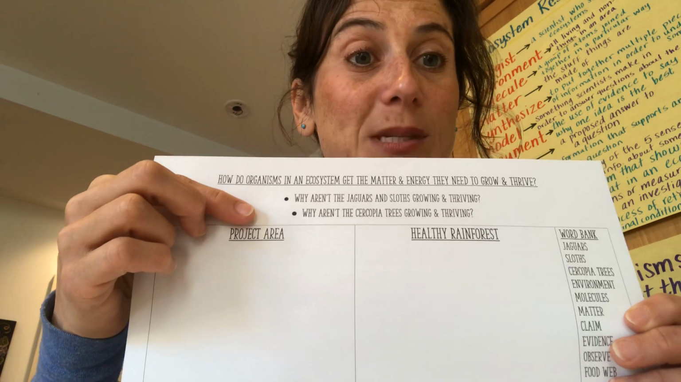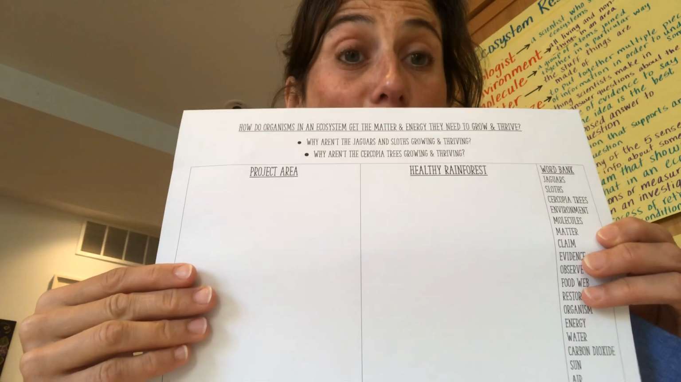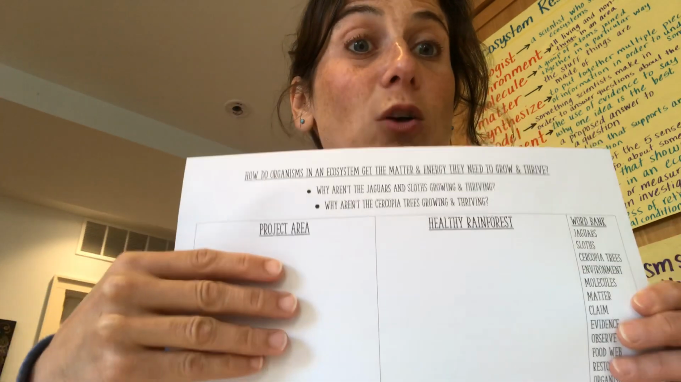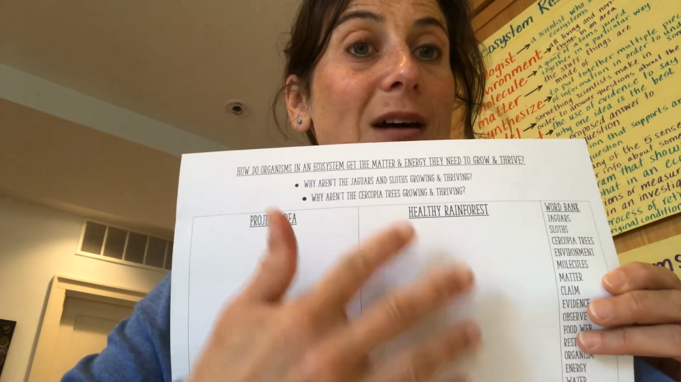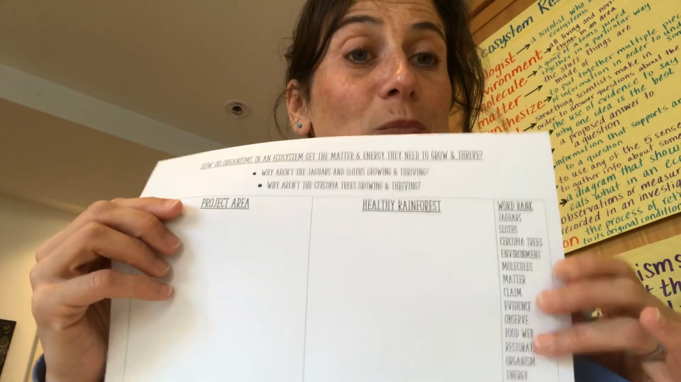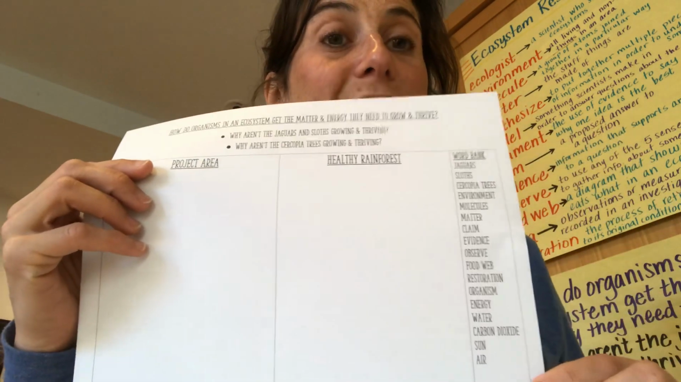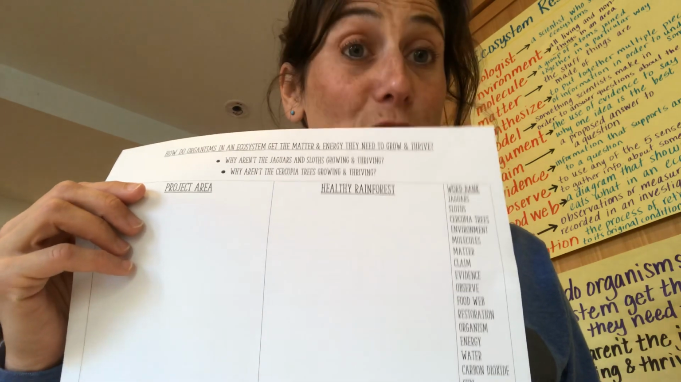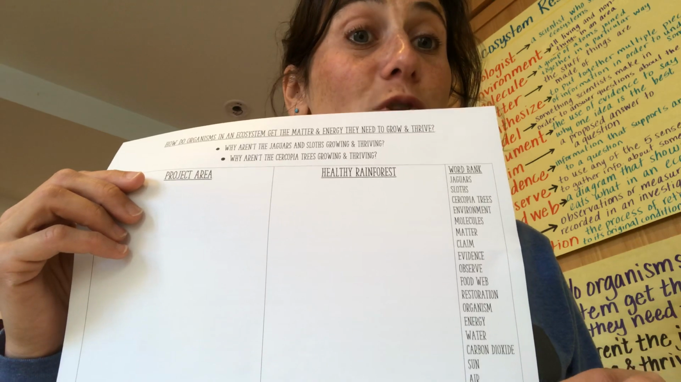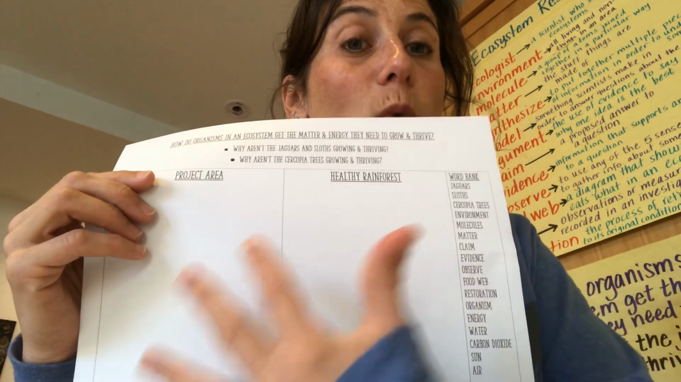You made some claims. So here I want you to do some drawing and draw what's happening in the project area where we know that the Cecropia trees aren't growing and thriving and the jaguars and sloths aren't growing and thriving. And then what's happening in the healthy rainforest where all of those things are thriving and everything is in balance. And then you've got a big list of words that you could use. You don't have to use all these words in your model, but these are some words that you can use, and it kind of helps you to think about what you want to draw.